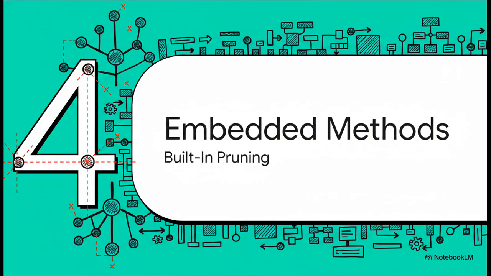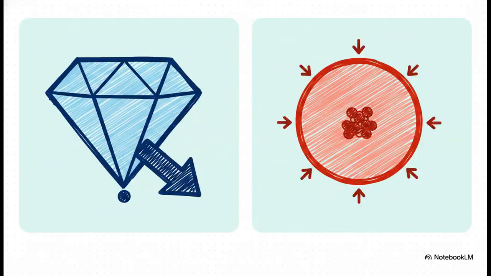Let's look at Section 4, Embedded Methods, which are all about built-in pruning. So what if we could get the model to do the pruning automatically while it trains, without the crazy endless looping of a wrapper method? Enter embedded methods. Take L1 or lasso regularization. And this brilliantly illustrates how embedded methods work by actually altering the math of the model itself.